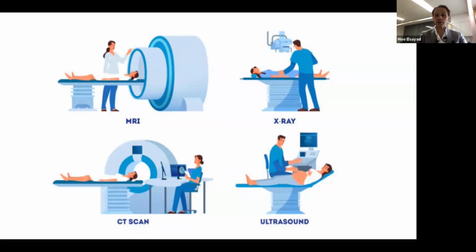CT scan is our workhorse in BHRUT and is the workhorse for every hospital. And it helps us identify causes of weight loss, any pain, any lumps, but we don't use it that often for lumps. But these are the main modalities we have in radiology to investigate lumps.